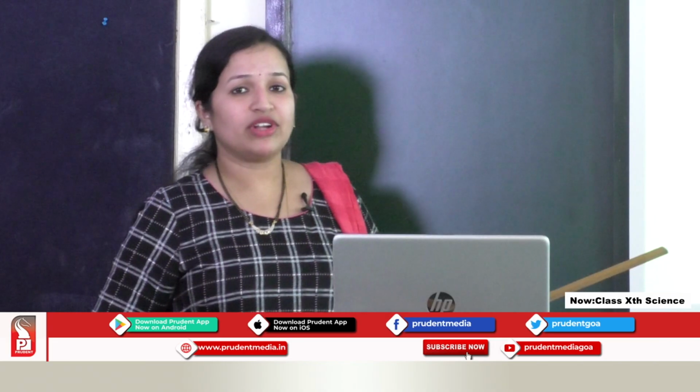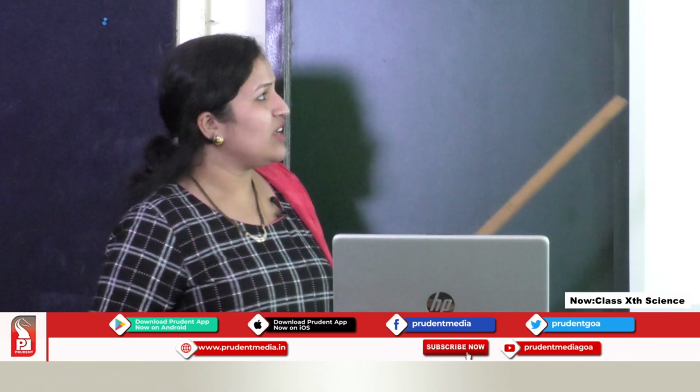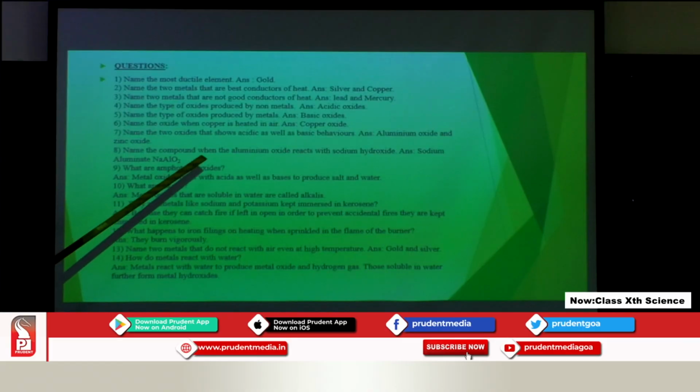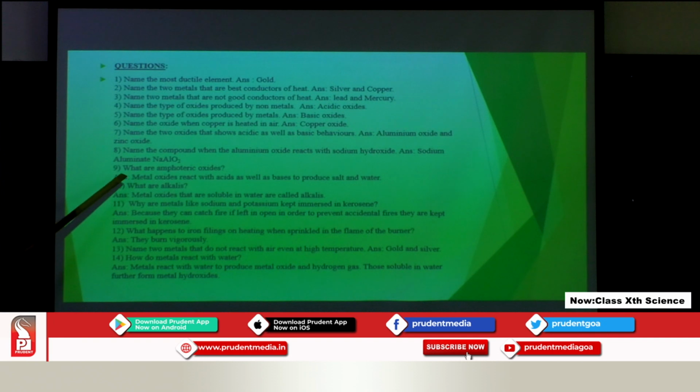that is the amphoteric oxides. They are aluminium oxide and zinc oxide. The compound formed when aluminium oxide reacts with sodium hydroxide is sodium aluminate. So what are amphoteric oxides? The metal oxides which react with acids and bases. What are alkalis? The alkalis are the metal oxides which are soluble in water.